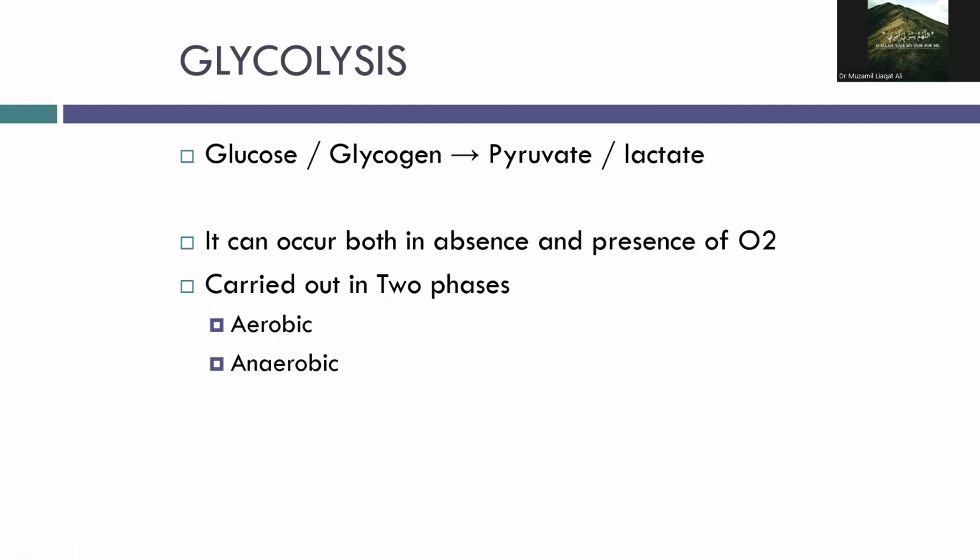And in the second part, I'll continue with the glycolysis, that is the production of pyruvate or the lactate from the glucose or the glycogen. And we will divide this process into 4 stages, and we'll discuss in detail the types of glycolysis, aerobic and anaerobic, and definitely you're going to learn a lot.